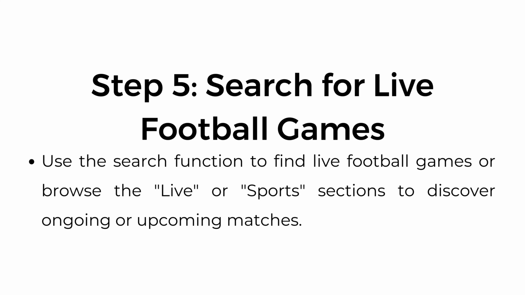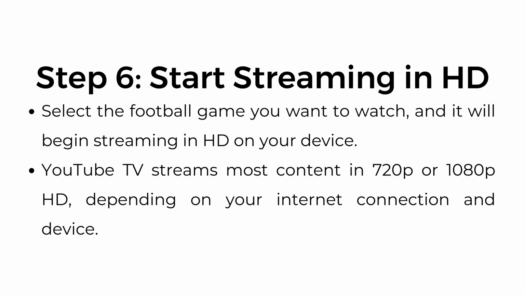Step number 5, search for live football games. Use the search function to find live football games or browse the live or sports sections to discover ongoing or upcoming matches. Step number 6, start streaming in HD. Select the football game you want to watch and it will begin streaming in HD on your device. YouTube TV streams most content in 720 or 1080p HD depending on your internet connection and device.